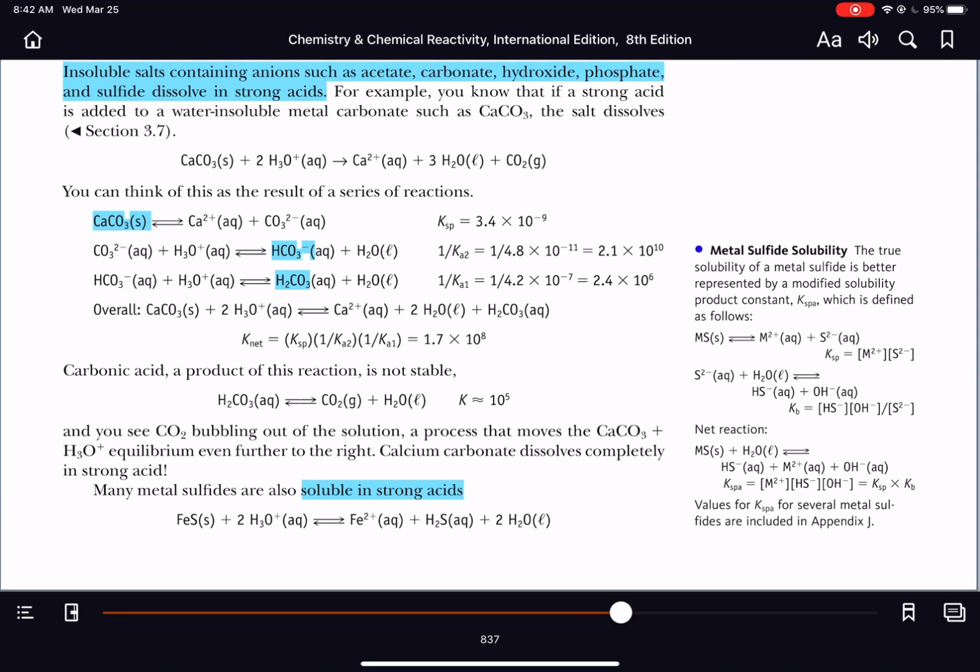The very bottom of the page says many sulfides are also soluble in strong acids. And now they use the example of iron sulfide in a strong acid. And of course, when we talk about a strong acid, that means that the anion in the strong acid, like chloride, nitrate, sulfate, is a spectator ion, and we don't write it in the equation.